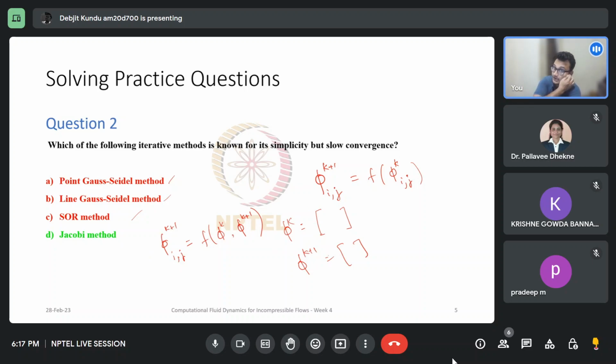It was one of the earliest developed methods in order to solve elliptic equations, but now it has been rendered obsolete because of its slow convergence. So this was the point to be focused on in the question. That's why the Jacobi method would be the correct answer. Okay, any doubts regarding this one? Why it's Jacobi method and not any other one?